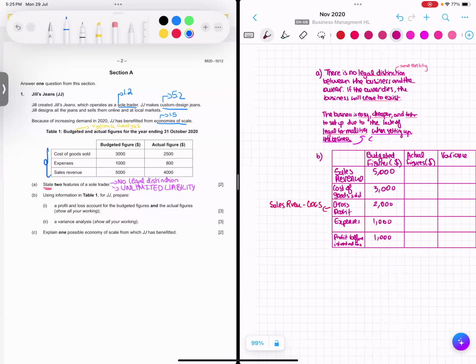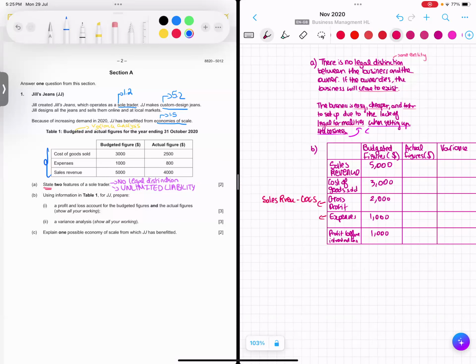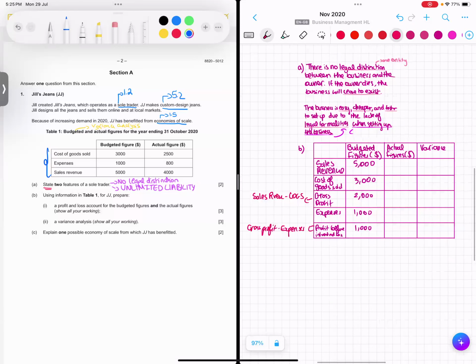So now you have 1,000 as your full number. Why? Because profit before interest and tax is actually gross profit minus expenses, okay? So these are our formulas. This is how we actually get to where we get. But then for the actual, it's different.